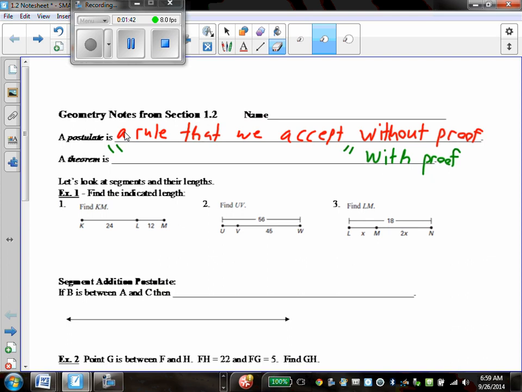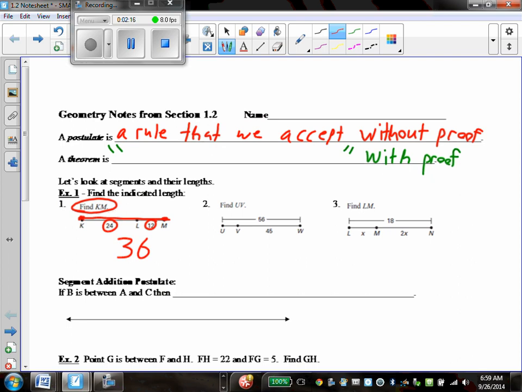So what we have here is a request from the sheet. We need to find the length of KM. Remember, that means that we're looking for the total distance that it takes to get from K all the way over to M, that entire distance. Well, if we know that KL has a length of 24, and we know that LM has a length of 12, then that should mean that if we want to get from K to M, we would take the 24, we would take the 12, add them together, and that would give us a length of 36.